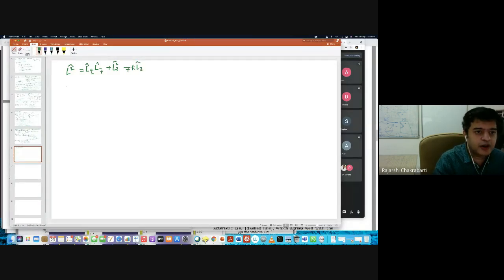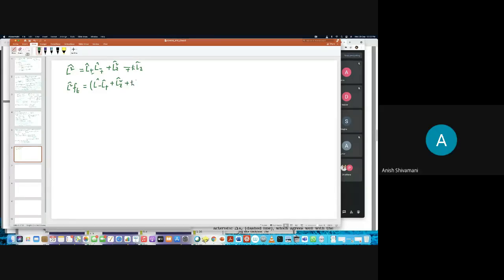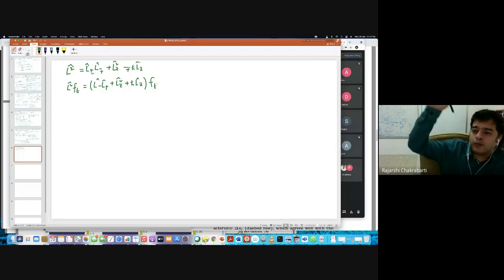Okay. So now I operate L square on this Ft using this expression. I take the second one, L minus L plus. What will be the next term? Plus Lz square. What will be this term? I'm taking minus plus, then I should take the lower one, so plus. And this one operates on Ft, T for top, the top one. What am I going to get now?